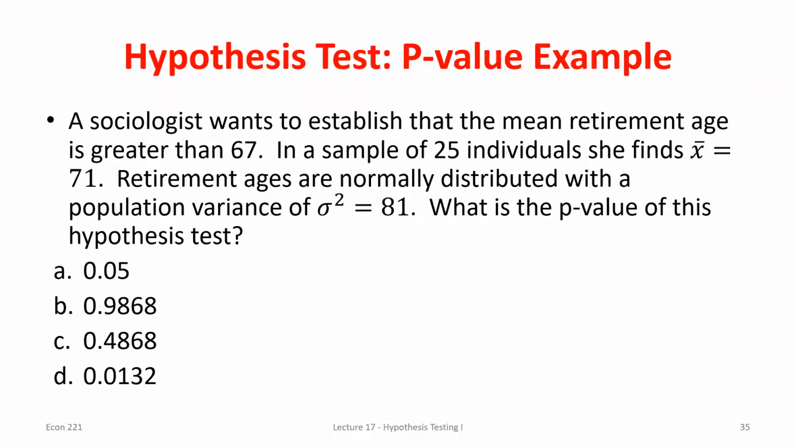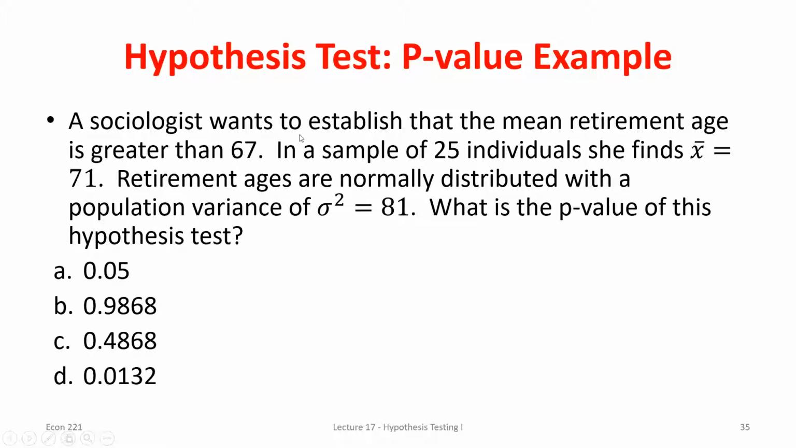So let's say we had this example where we want to test whether the mean retirement age is greater than 67, right? We get 25 individuals, with a sample mean of 71, so we have a sample size and sample mean. We somehow know the population variance based off of previous data. What would the p-value be for this hypothesis test?